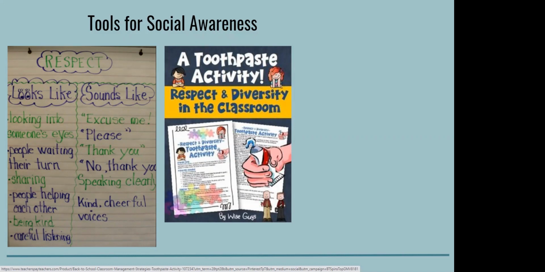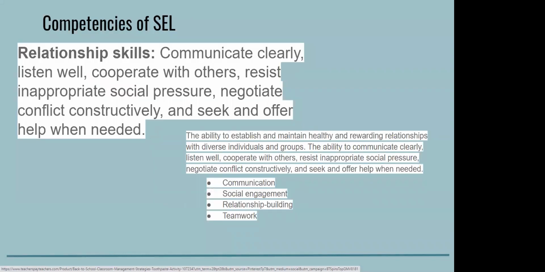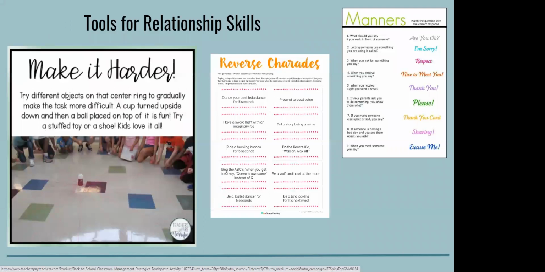Another one, relationship skills, which look at relationship building, teamwork, social engagement, and communication. So make different team building activities. These are things that we always try to do in the first couple of weeks of school anyway, relationship building and things like that. These are just some ideas.